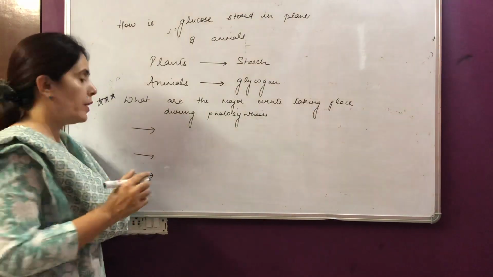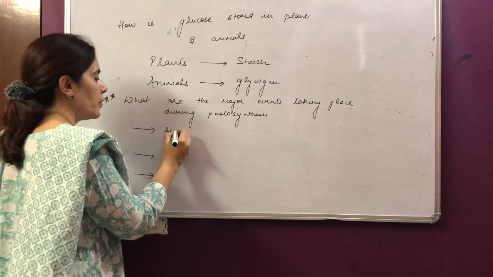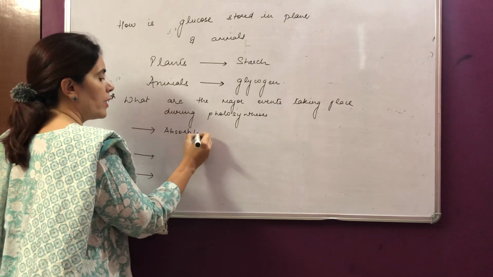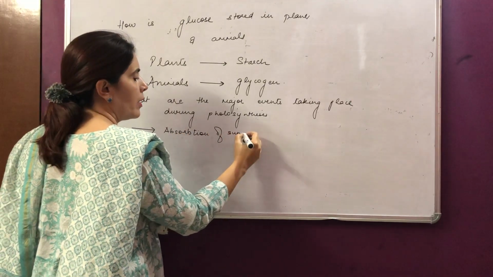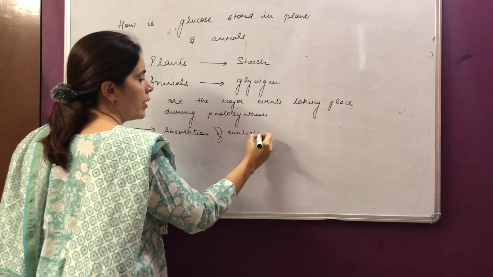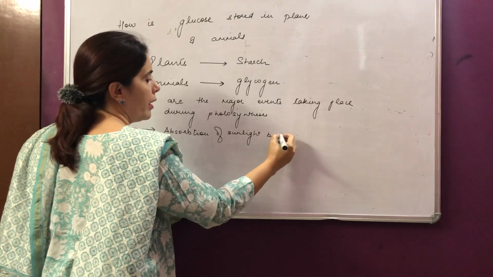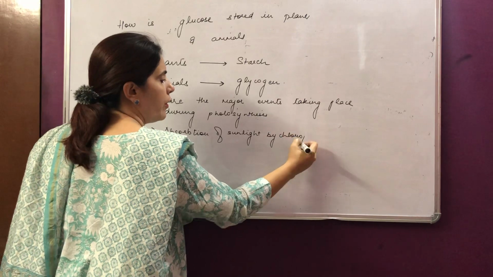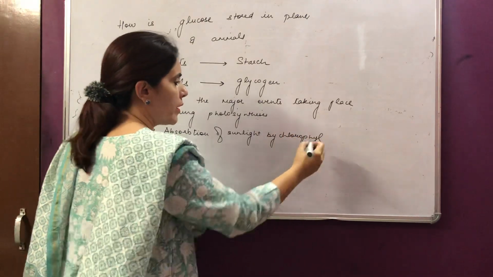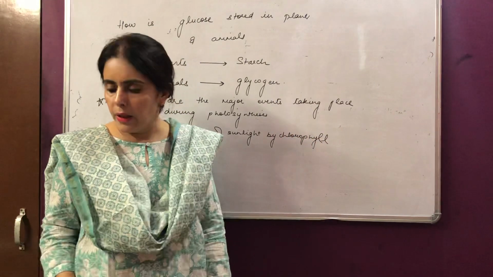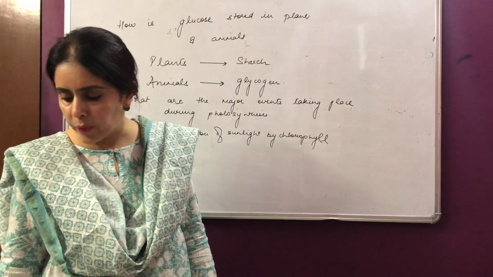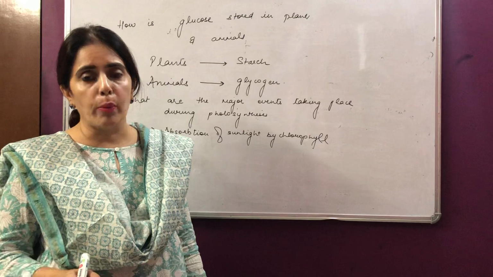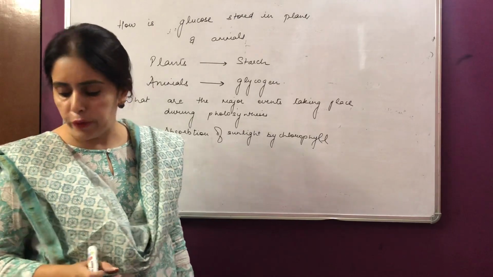The first one is absorption of sunlight by chlorophyll. Everyone knows chlorophyll is present in one of the cell organelles of the plant cell, that is chloroplast, right? So the first is absorption of light energy by chlorophyll.